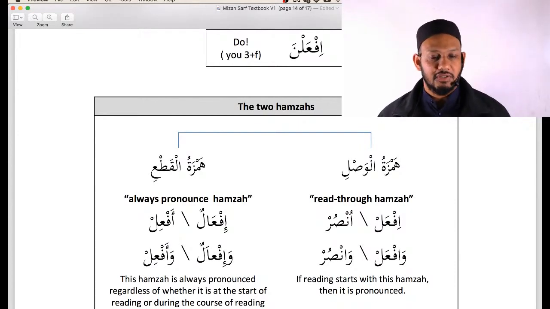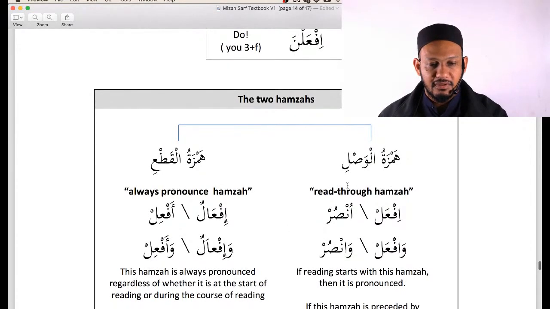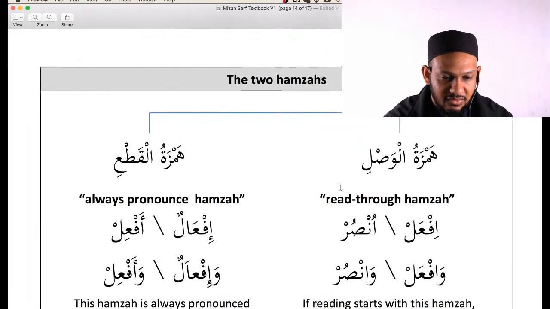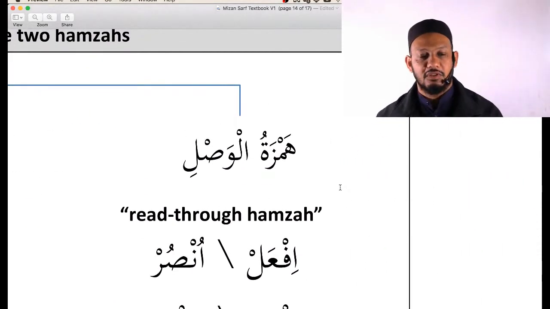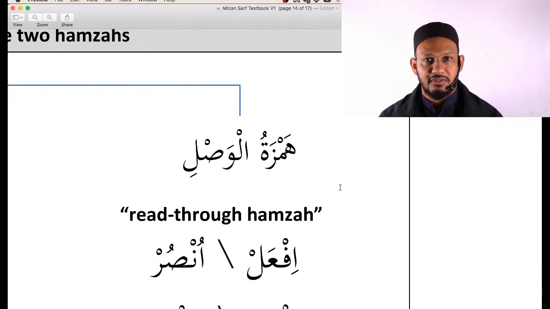Okay, Bismillah. So we have two types of hamzas, two types of hamzas in Arabic. The first one, so we're going on the right hand side. I'm zooming in here so you don't distract yourself. The first one is called Hamzatul Wasl.